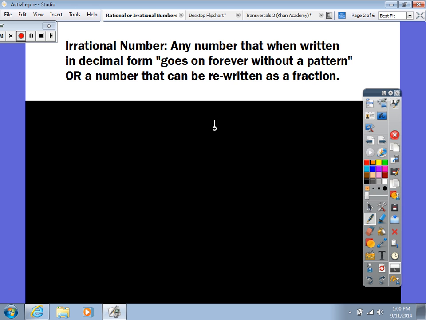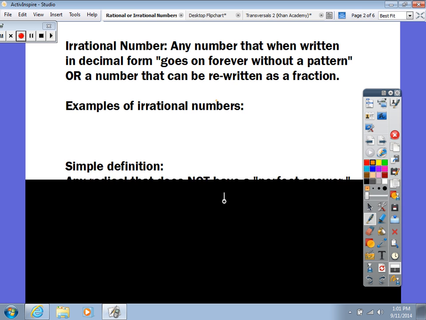And basically the reason why we can say a number that can be written in fraction form is not irrational is because the only numbers that you can write in fraction form, they're not going to go on forever without a pattern in decimal form. So that's why these two definitions are related to one another. Now that's the fancy way of saying it. But let me show you some examples of irrational numbers.